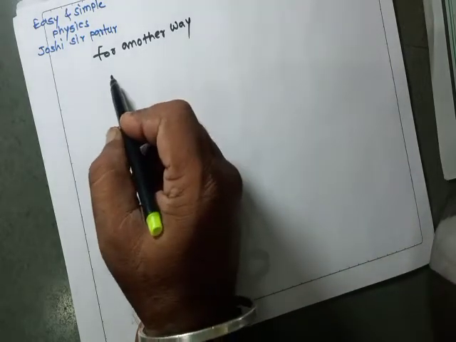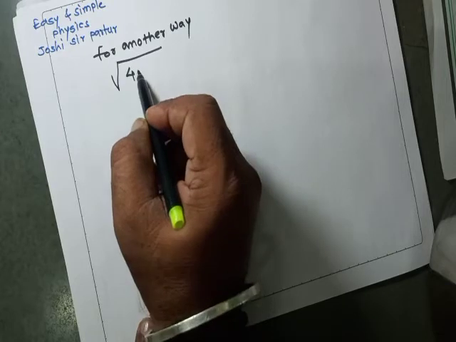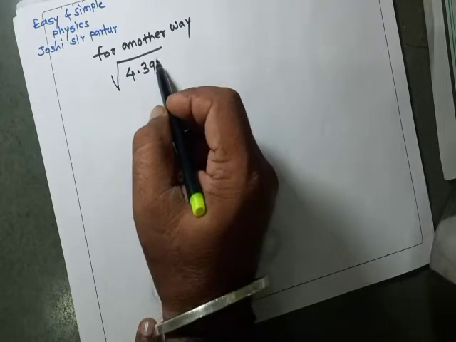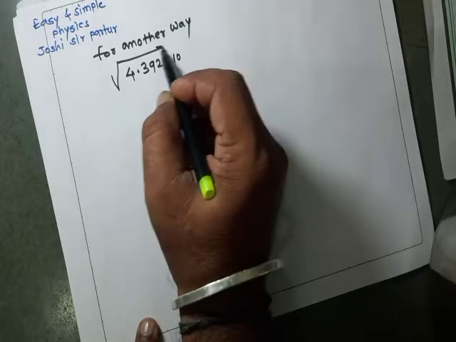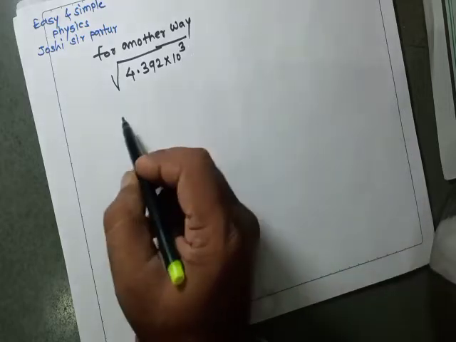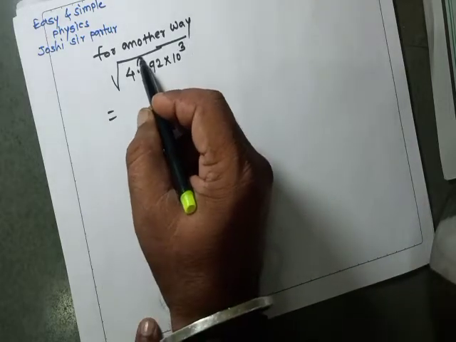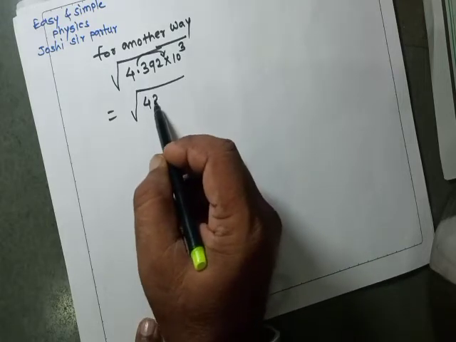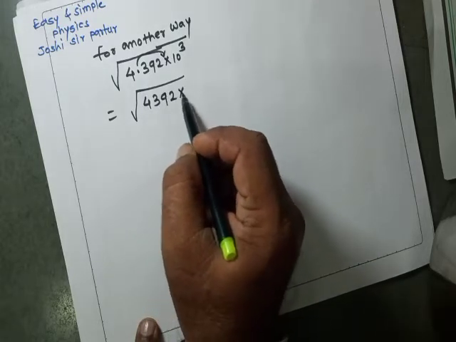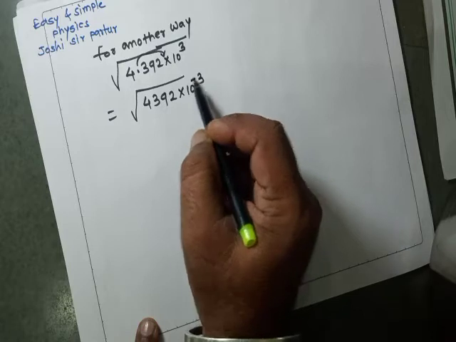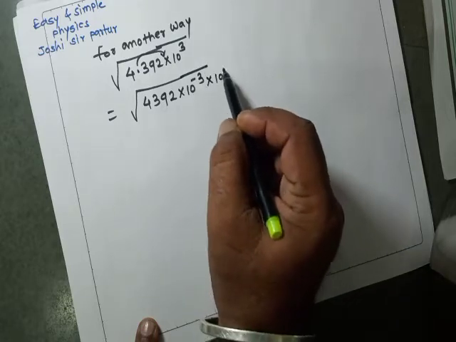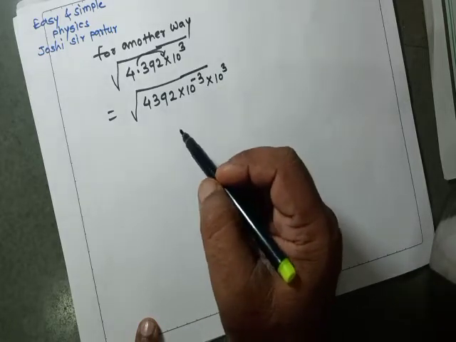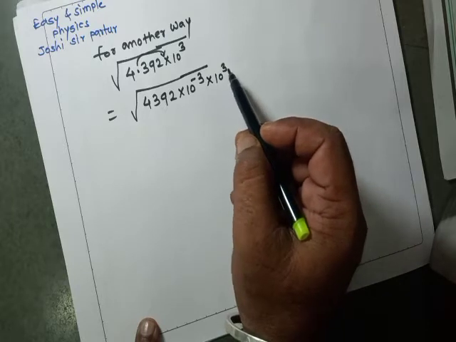For another way, if the question is the square root of 4.392 into 10 to the power 3, the decimal point is shifted here, so that it is 4392 into 10 to the power minus 3 into 10 to the power plus 3. So minus 3 and plus 3 make 0.